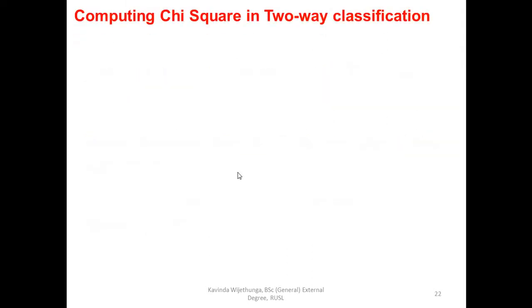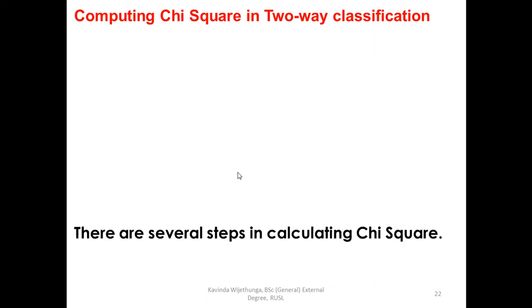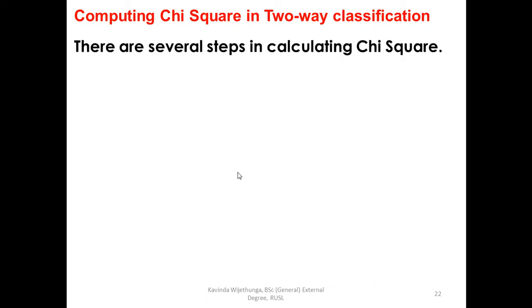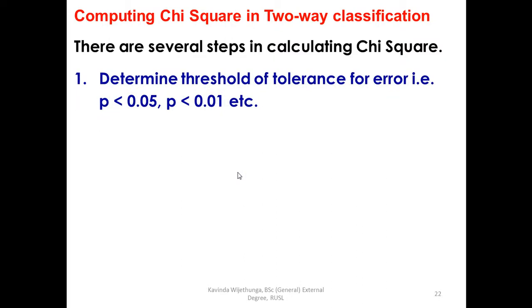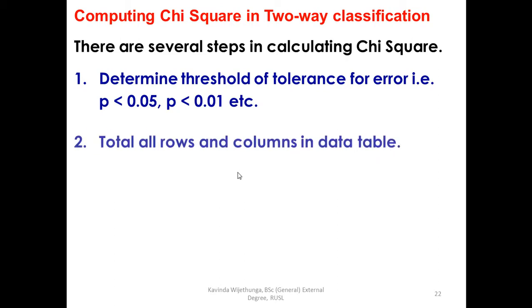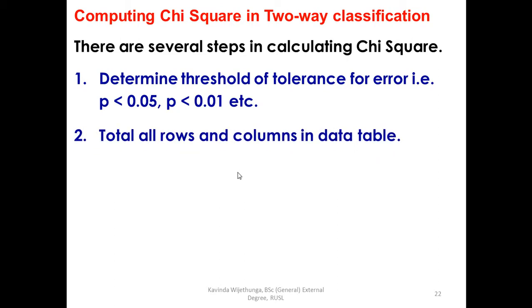Now we consider computing the chi-square in two-way classification. There are several steps in calculating chi-square. First, determine the threshold of tolerance for error, so we consider alpha equals 0.05; sometimes it is given as 0.01, but normally we take alpha equals 0.05. Then total all rows and columns in the data table.